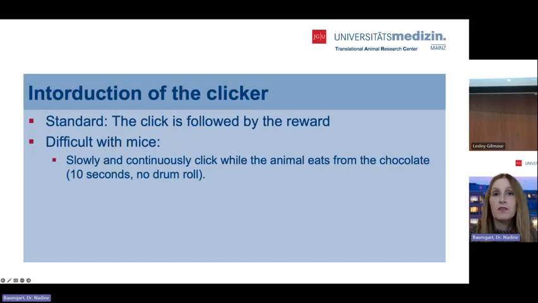And so the animal was sitting in this handling tunnel, and we allowed the animal to eat from the reward and meanwhile clicked for 10 seconds. No drum roll, just a slow clicking. And then this was repeated for 5 to 10 minutes. And therefore we could introduce the clicker for the mice. This worked nicely. And so we were happy with this method. And we still use it this way. We every now and then try to do it the other way around, but with mice we really have problems here.